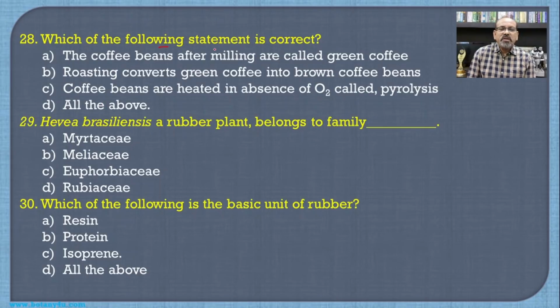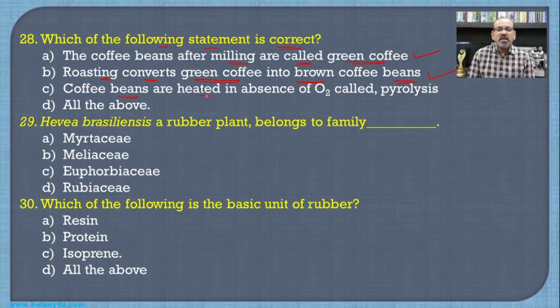Then, which one of the following statements is correct? The coffee beans after milling are called green coffee. This is the correct statement. Then roasting converts green coffee into brown coffee beans. This is also correct. You may remember this sentence for some other type of questions, that roasting is responsible for the conversion of green coffee into brown coffee.